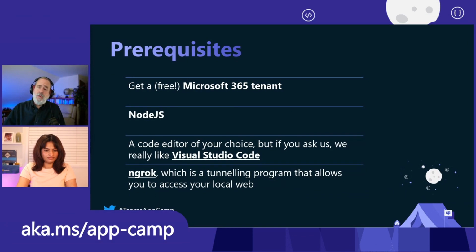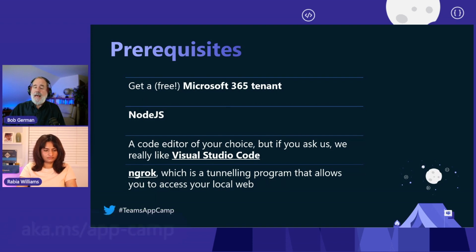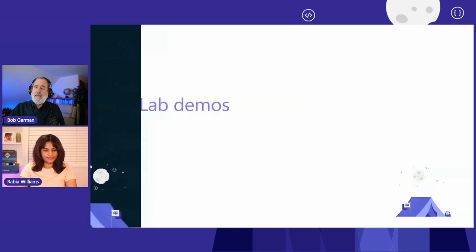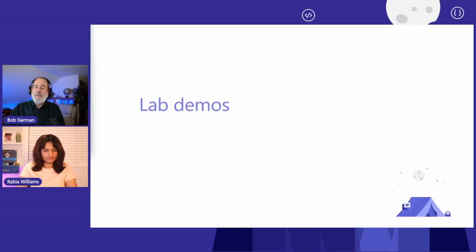And then in order for the bot framework to get in, and just for the convenience of getting in with SSL and all those things, we're using a tool called ngrok, which is a tunneling program that allows you to access that local website from the internet, but just on that one port while you're testing. So you'll have control over that, and it does make life a lot easier. So that's the setup. Now let's take a look at some of the actual labs.